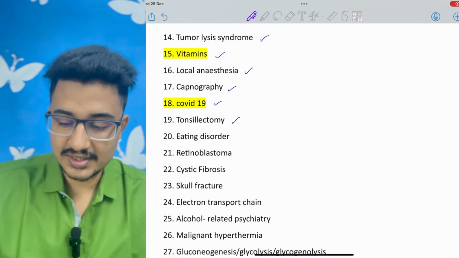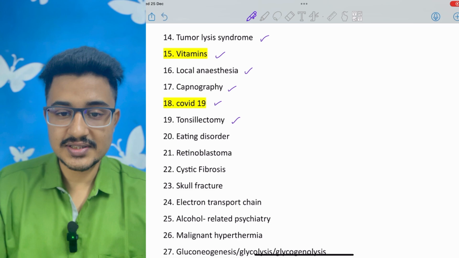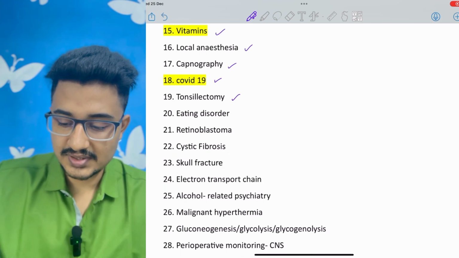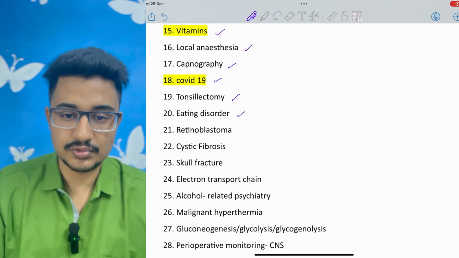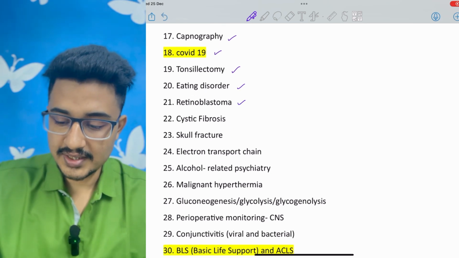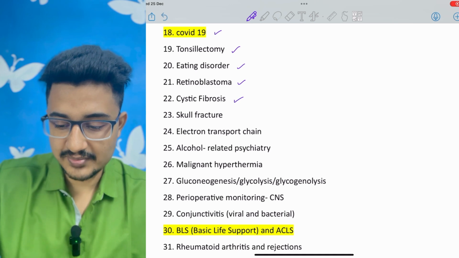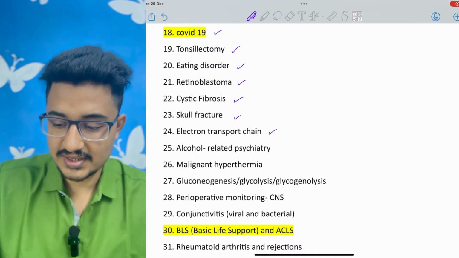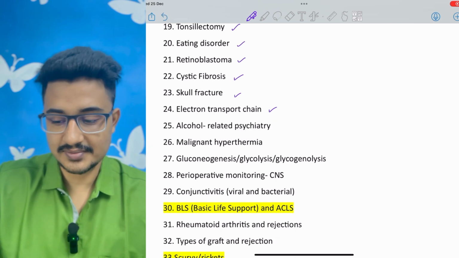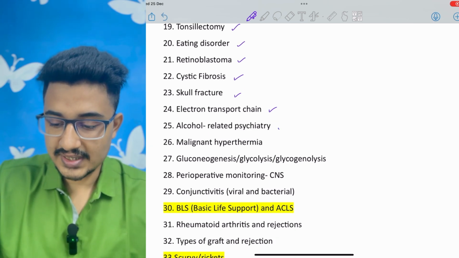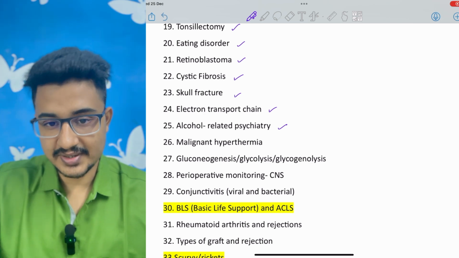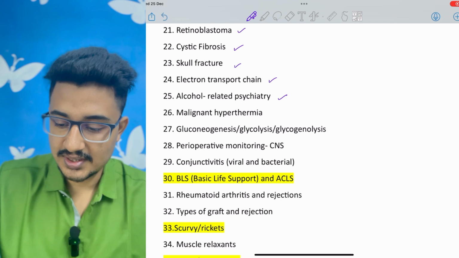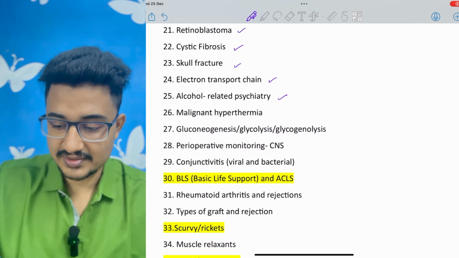After that is tonsillectomy, mainly the complications, that is the hemorrhage, reactionary hemorrhage, delayed hemorrhage and all. The eating disorders, anorexia nervosa, bulimia nervosa, retinoblastoma, cystic fibrosis, clinical features and the tests, skull fractures, all the types, electron transport chain and the uncouplers, alcohol related to psychiatry, that is delirium tremens, Wernicke syndrome, Wernicke-Korsakoff psychosis, malignant hypothermia, it has been repeated.